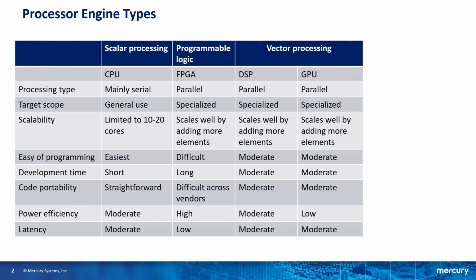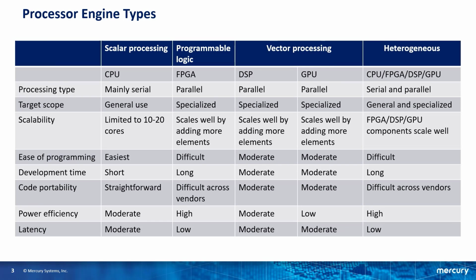So if I add an additional column for heterogeneous processing like that found in the ACAP, where it might contain CPUs, FPGA fabric, DSPs, and even GPU-like processors, I can compare how it performs. Because all three types of processors are used, you're processing data in both serial and parallel paths. Both general and specialized processing is supported, and scalability of FPGAs, DSPs, and GPUs can be leveraged here.